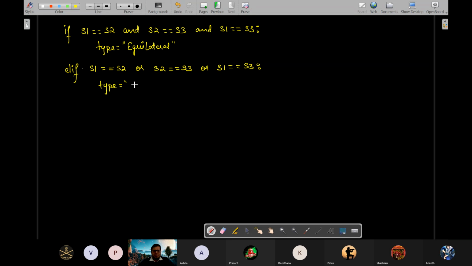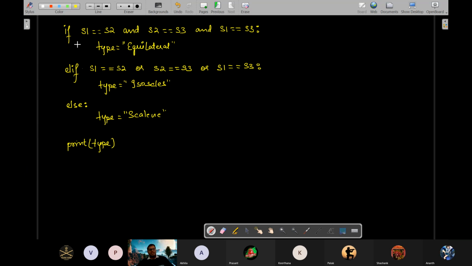If it is the case, then we will say that type is isosceles. Spelling मुझे नहीं याद है, ठीक से देख लेना. Else, if neither all the sides are equal nor any two sides taken at one time are equal, then the only possibility is that it is neither equilateral nor isosceles, so of course the type will be scalene. Okay, and then print type.